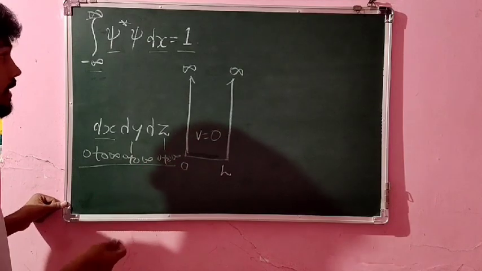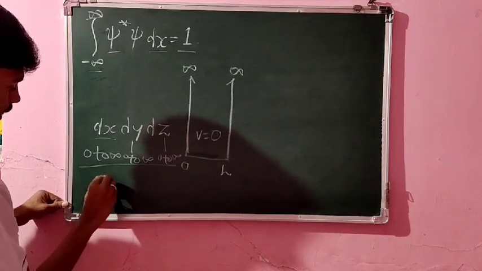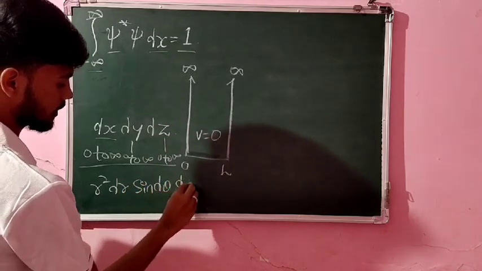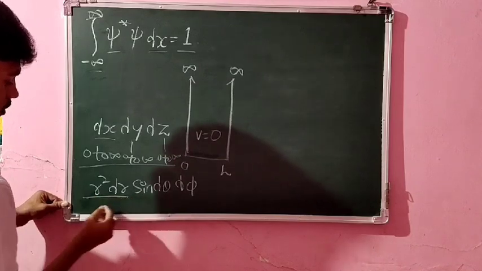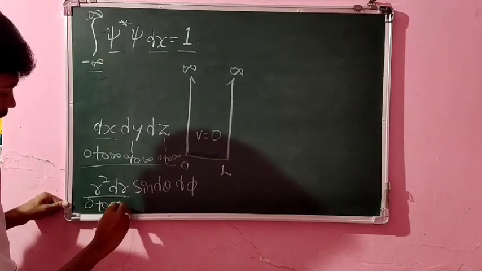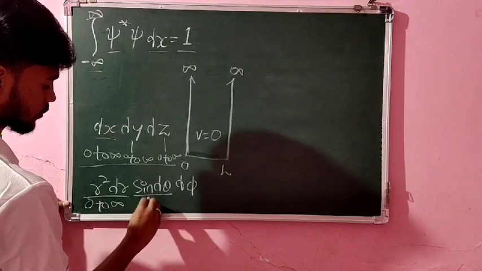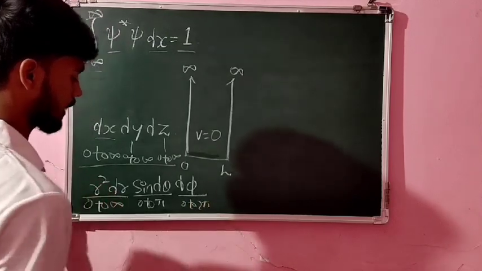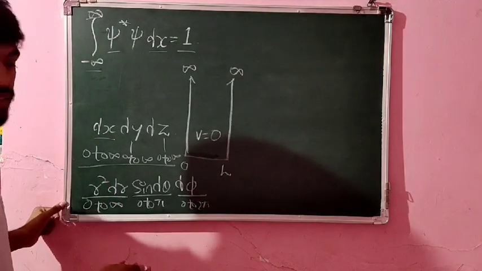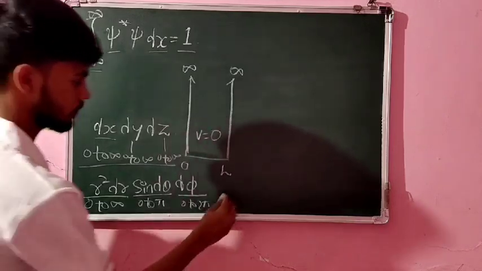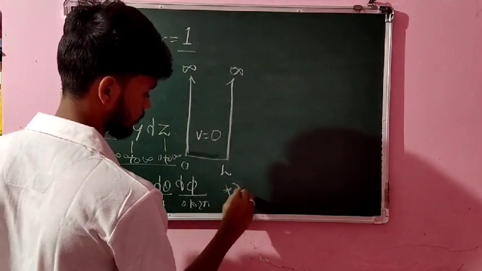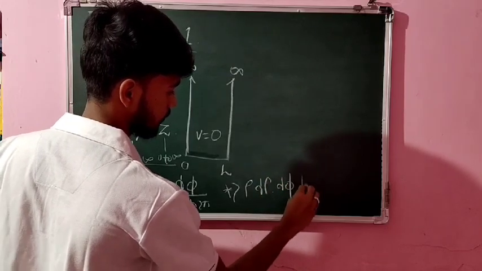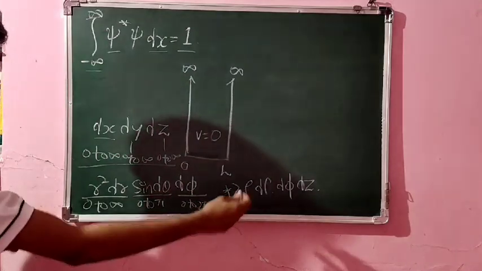If it's spherical coordinates, then r, theta, phi: that is r square dr sine theta d theta d phi. The range of r is from 0 to infinity, theta is 0 to pi, and phi is 0 to 2 pi. Similarly, if it's cylindrical coordinates, which is 3 dimensional, then rho d rho d phi dz. This is for cylindrical coordinates.